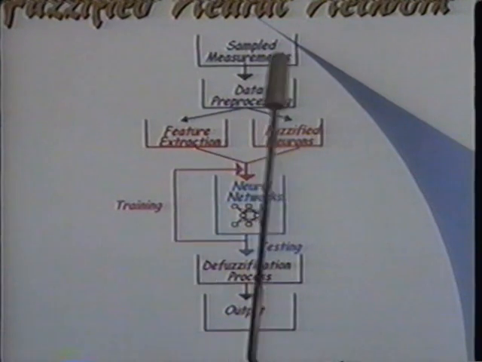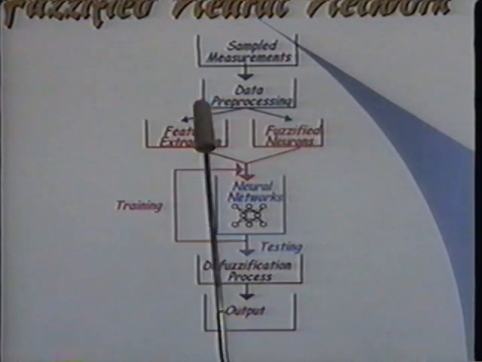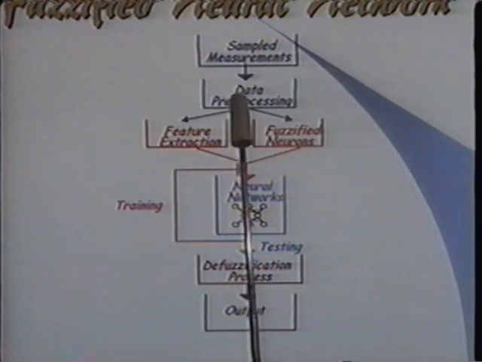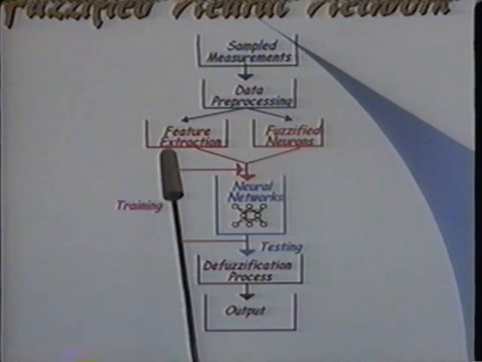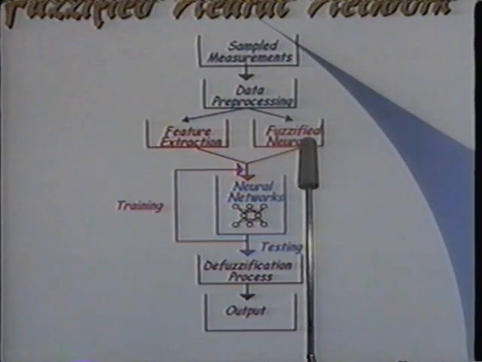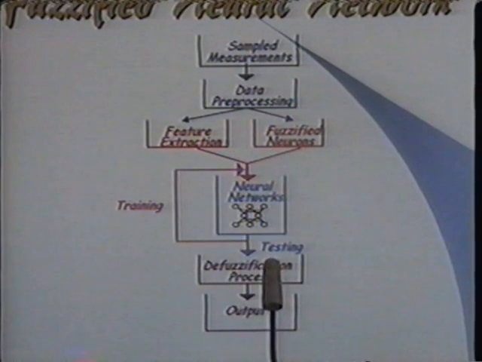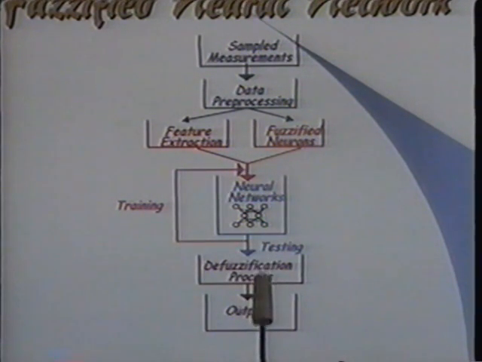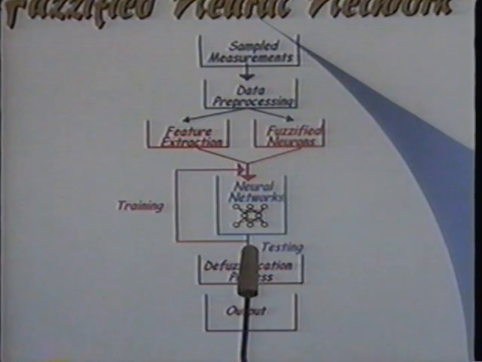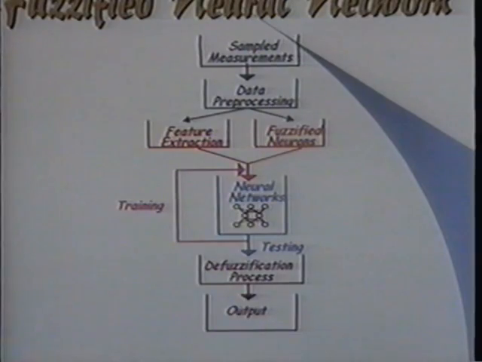You start with the measurements or the data, and you prepare the data, whatever method you're going to use for preparing the data. That might include feature extraction or fuzzified neurons. So you fuzzify the data, you train the neural network, and the output is also fuzzified. So if you want to get real output, defuzzify that, and you get the output. If you're happy with that, stop. If you're not happy, you can iterate until you get the result that's acceptable to you.